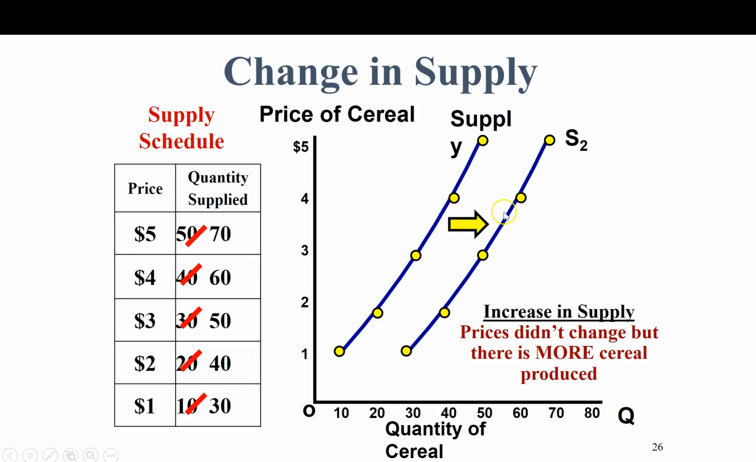So we would see a shift if we plot that new information. That supply curve moves to the right, and we see a shift in the supply curve. And in this case, we'd call this an increase in supply. And we can see that it moved along this horizontal axis to the right. So prices did not change. Underlying market condition changed. That leads to an increase in supply.